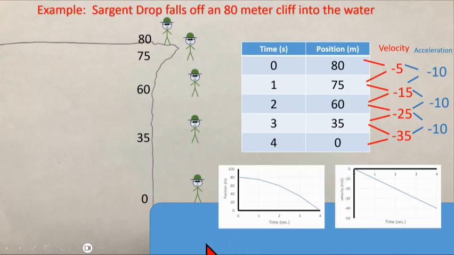All right, so that's what negative velocity looks like in action. Negative velocity, negative acceleration in action. This is what the position graph looks like, and this is what the velocity graph looks like.